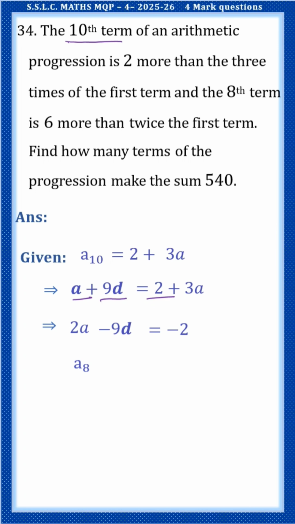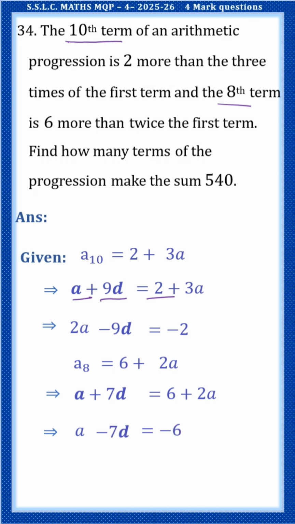And we are also given the 8th term is 6 more than twice the first term. The 8th term is a plus 7d is equal to 6 plus 2a. Now let us bring all unknown items to LHS: 2a minus a, that is a, minus 7d is equal to negative 6. This is equation number 1, this is equation number 2.